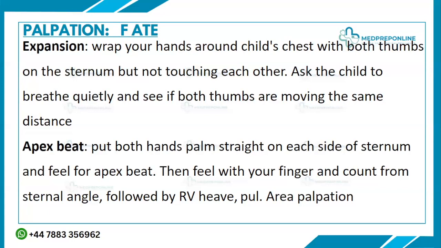Okay, so there should be some distance in the thumbs, and in the expansion, it is important that you ask the child to breathe deeply. In some steps you don't ask them, but when you're just looking for chest expansion, you have to ask the child to breathe deeply, and see if the thumbs are equally moving apart. Okay, if one thumb is moving more and the other is moving less, then we can say that there is collapse or consolidation or anything abnormal on the abnormal side. Is that clear?